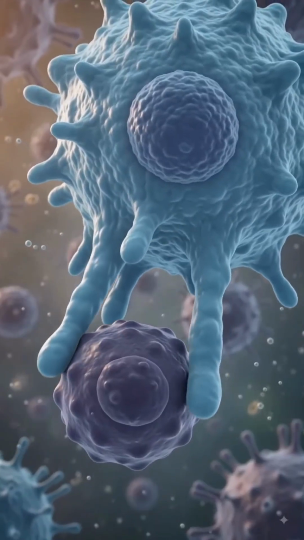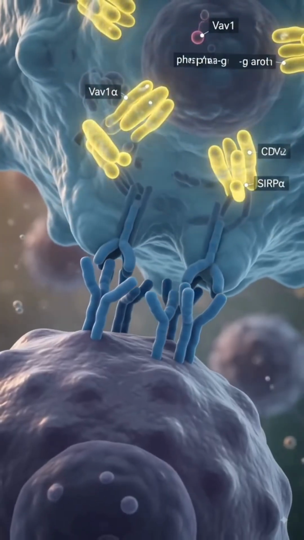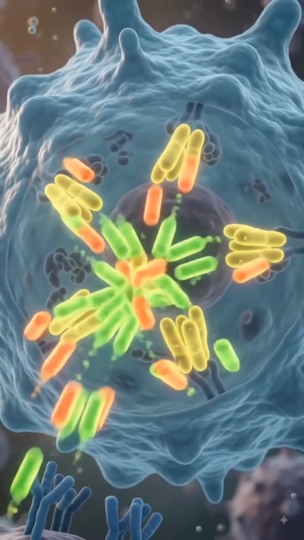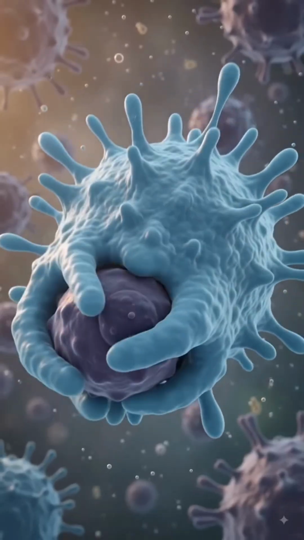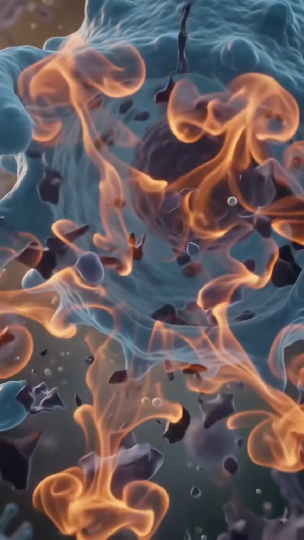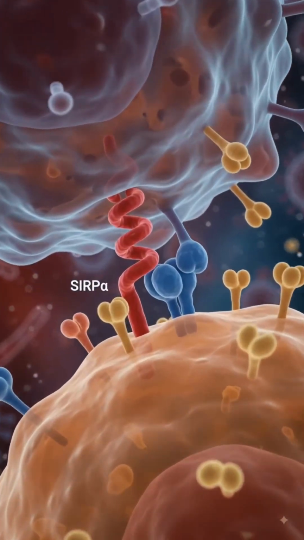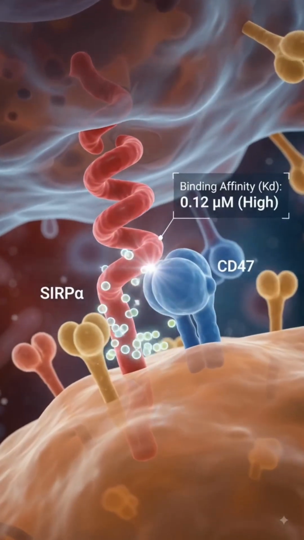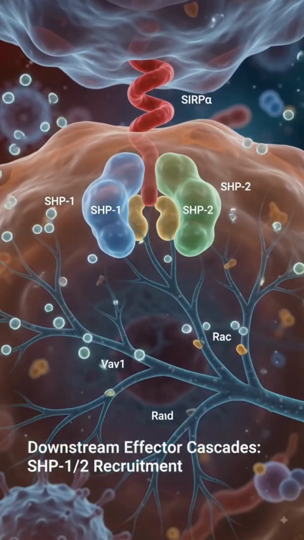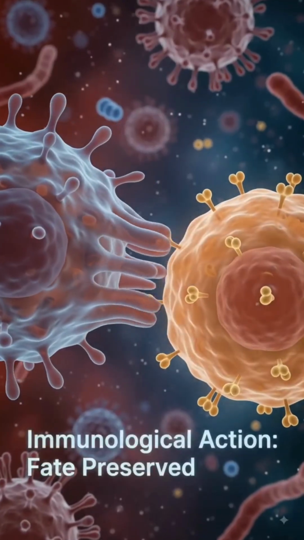Because there is no functional CD47, SHP phosphatases do not dephosphorylate VAV1, and the host macrophages treat the foreign dead cells as active pathogens. At the interaction node, human CD47 binds to SIRP alpha. This high affinity inhibits RAC-mediated engulfment. This preserves the healthy self-cell.